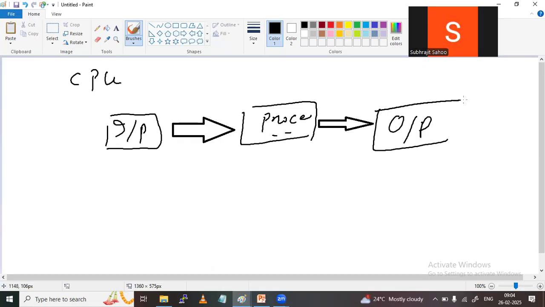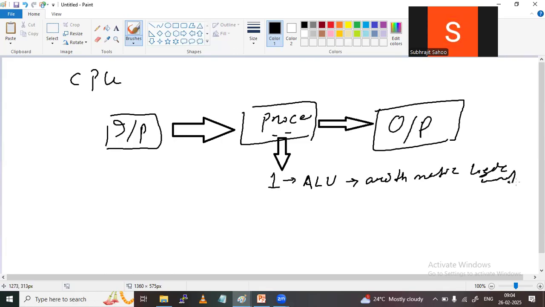Sir, what kind of things can we process through this processor? I will tell in this video. We can process, number one, it has three sections. Any arithmetic related work, any logical related work we can process. So it has a section ALU, arithmetic and logical unit. So we can do this kind of work through this processor.